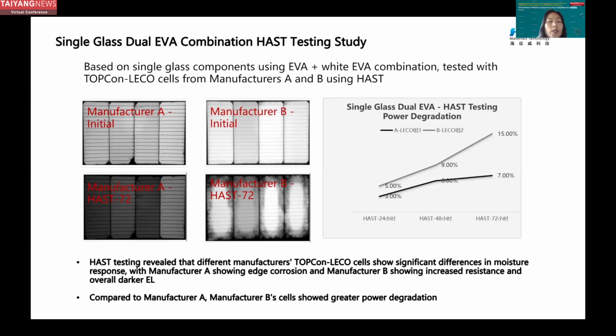Here are two typical data sets. These are LECO cells from manufacturer A and manufacturer B. The difference is obvious. Manufacturer A is a case of overall darkening, and manufacturer B is a clear case of corrosion at the edge. Between the LECO cells from manufacturer A and manufacturer B, the power attenuation will be greater in the case of manufacturer B. This one.